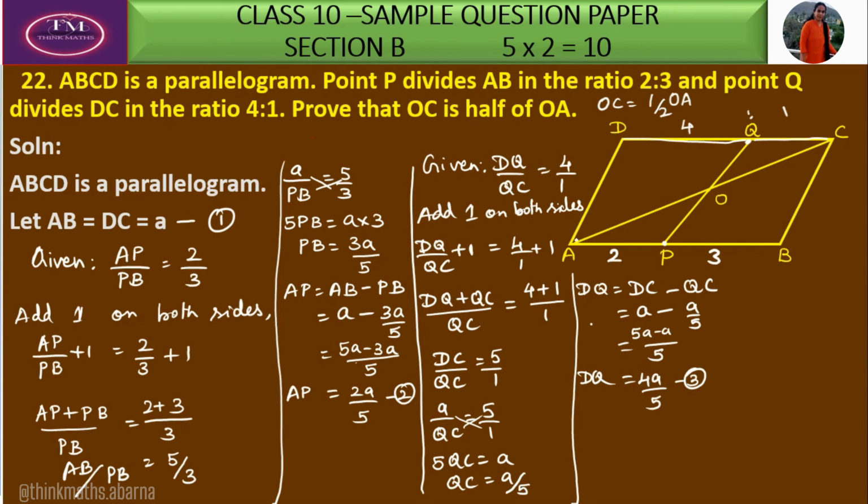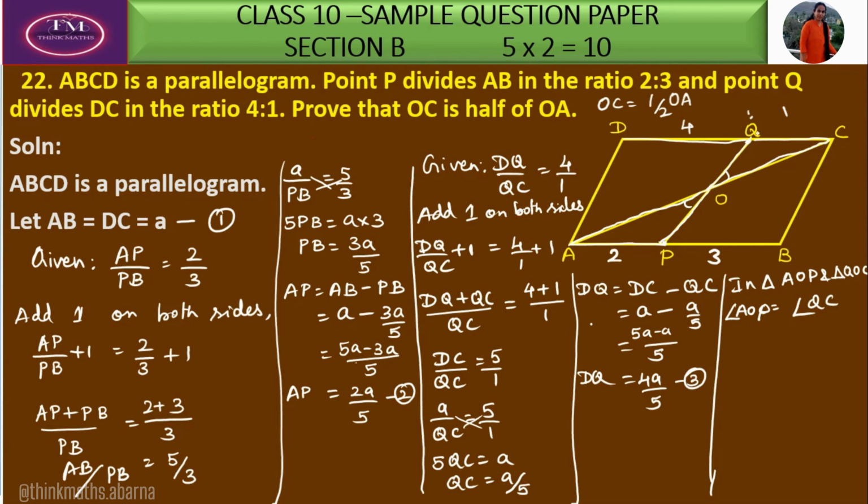Now we are going to take triangle AOP and triangle QOC. So let us write, in triangle AOP and triangle QOC, what is here? This angle O is equal because they are vertically opposite angles. So angle AOP is equal to angle QOC.